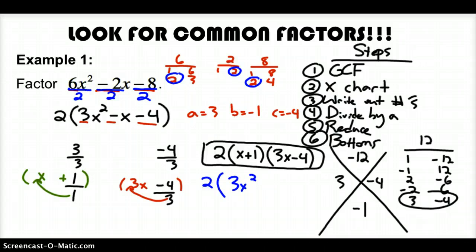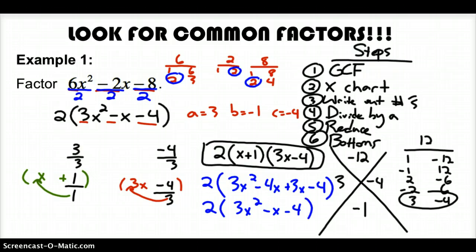My outsides here will be a -4x. My insides here will be a positive 3x. And then last times last here will give us a -4. I'm even going to do a little bit more simplifying here. This is going to give me now 3x squared minus x, and then -4.